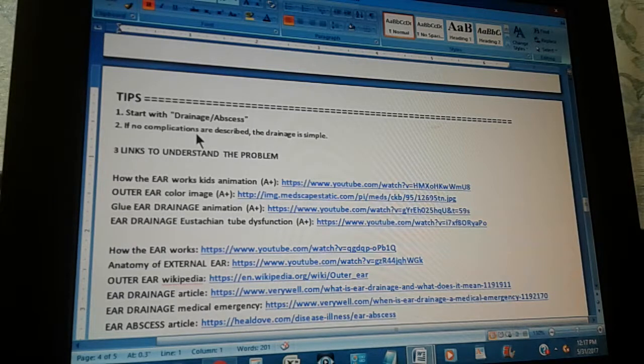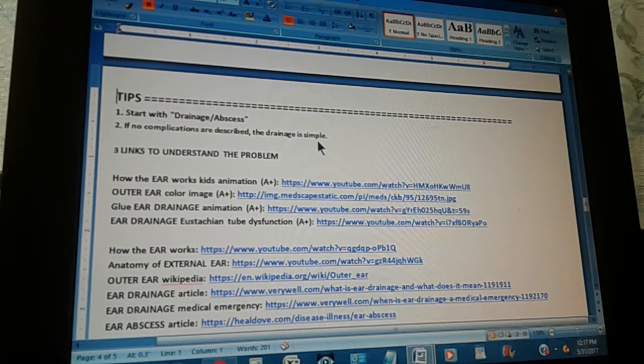Now, the second tip. If no complications are described, the drainage is simple. By default it is simple, which means if there's no more information, it's a simple drainage. If it's complicated, they have to tell you what the complication is, or that this is a very complicated drainage. You're going to find that there are 2 choices, one simple and one complicated. Choose the simple one because there's no more information.